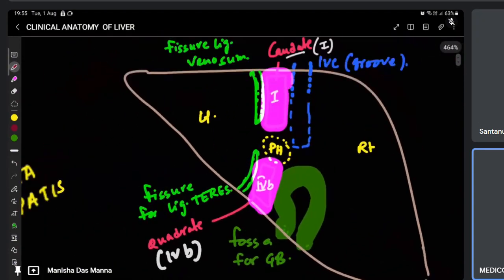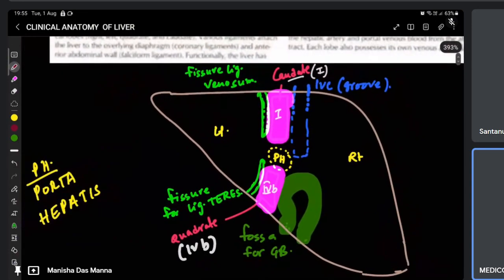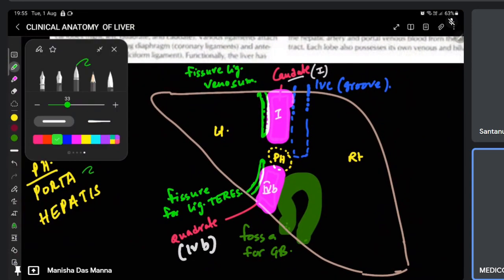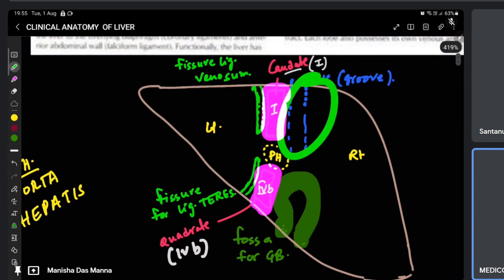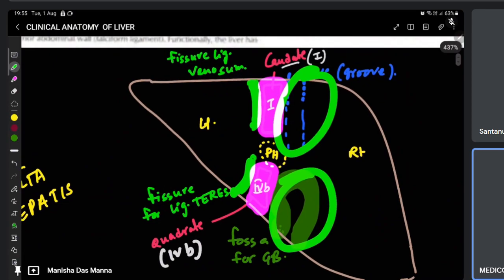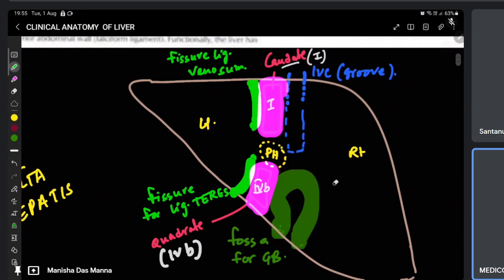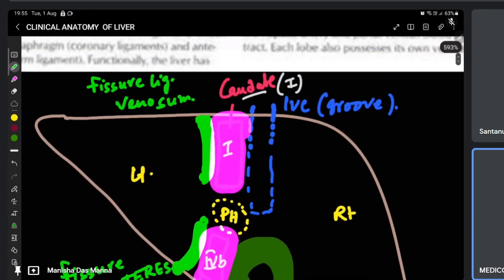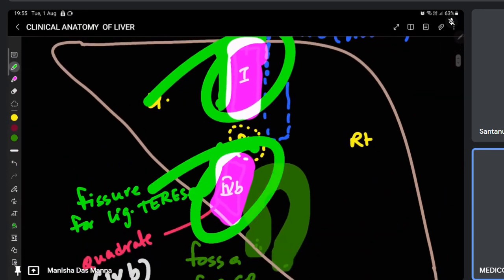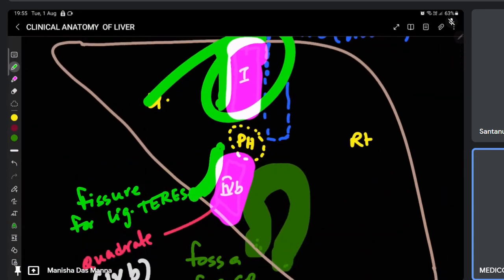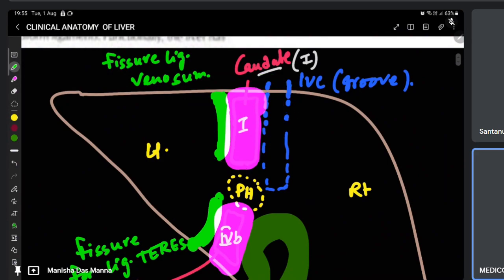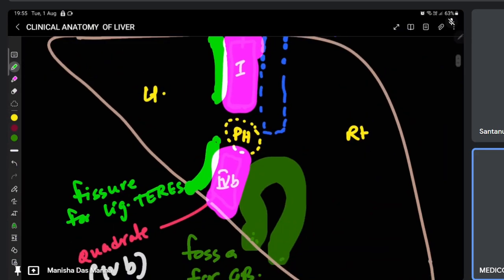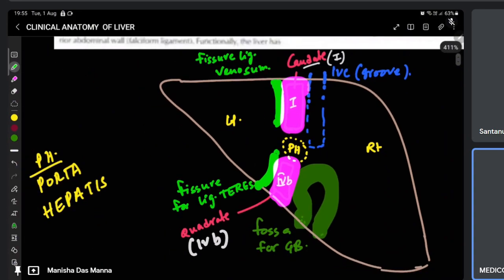So this is the posterior aspect. At the posterior aspect, you can appreciate the groove for IVC, the gallbladder fossa, the fissure of ligamentum teres, and the fissure for ligamentum venosum. And the two lobes appreciated posteriorly are the caudate lobe and the quadrate lobe. The caudate lobe is number 1, and the quadrate lobe is number 4b.